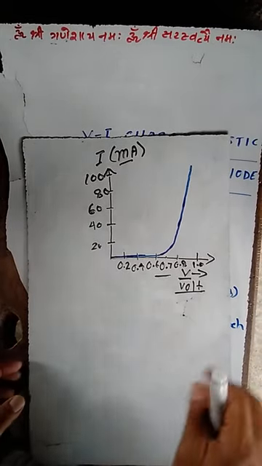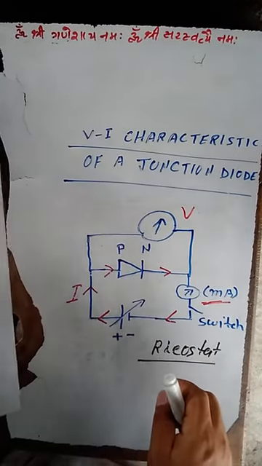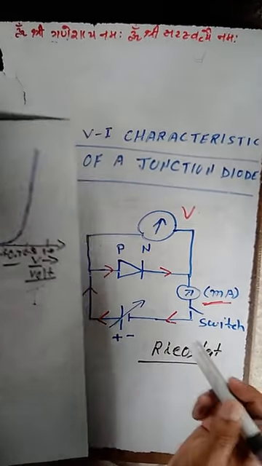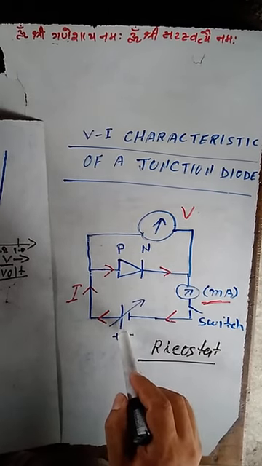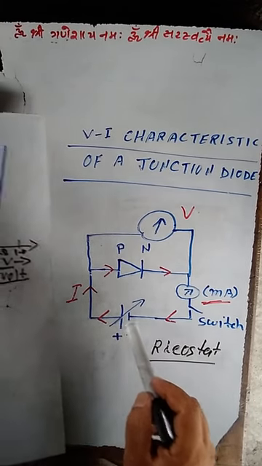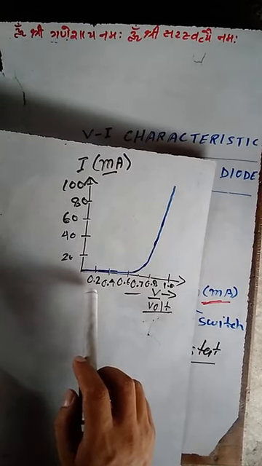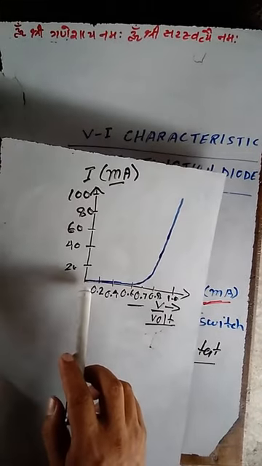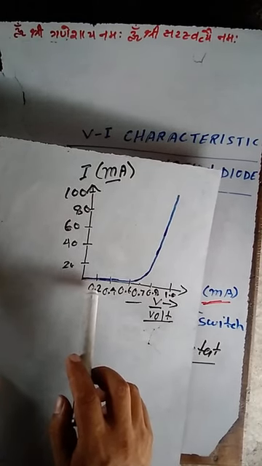Why is this graph like this? Here in the forward bias, when we keep the voltage very low, we start with 0. When we make it 0.2 volt, for this voltage we don't get any current. Here you can see in the graph, the current is almost negligible.